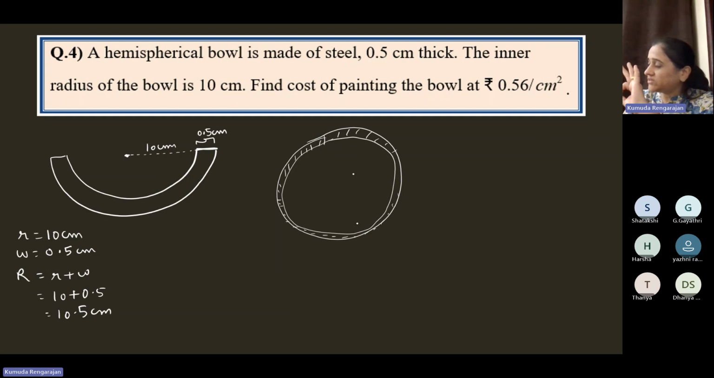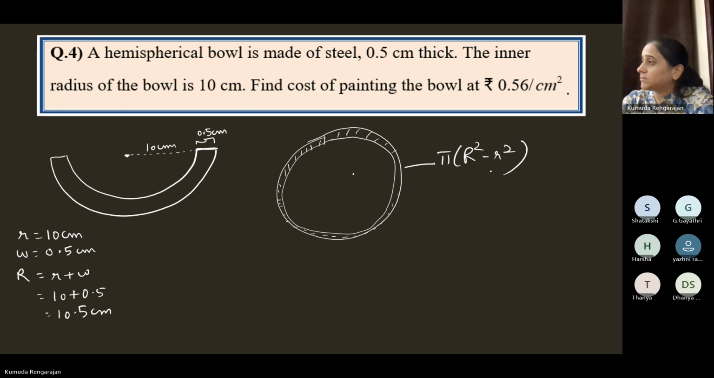So there are three surfaces in all to be painted. The outer curved surface of the bowl, the inner curved surface of the bowl, and because the material is thick, on top you have the brim of the bowl, which also has to be painted. The brim will look like a circular ring, whose area is given by pi capital R squared minus small r squared.